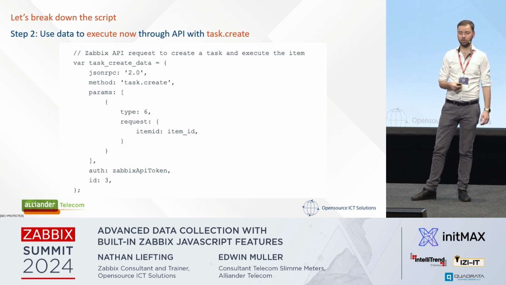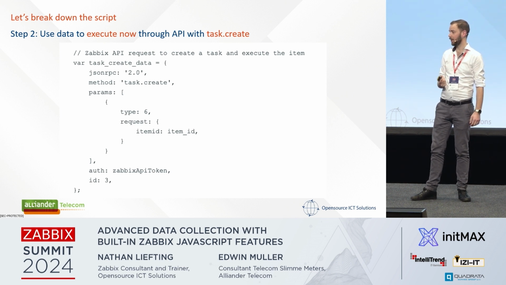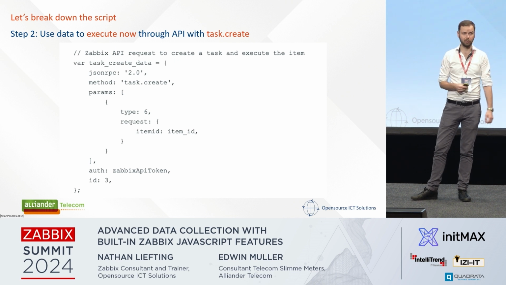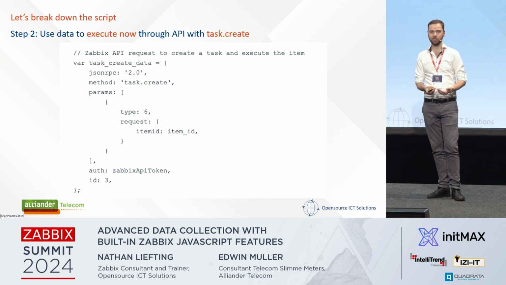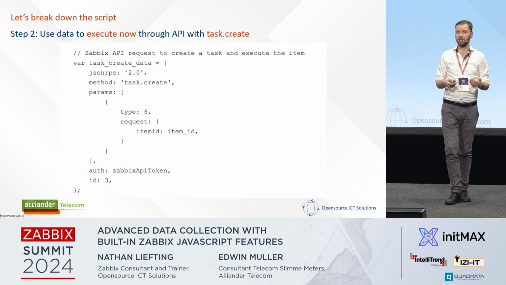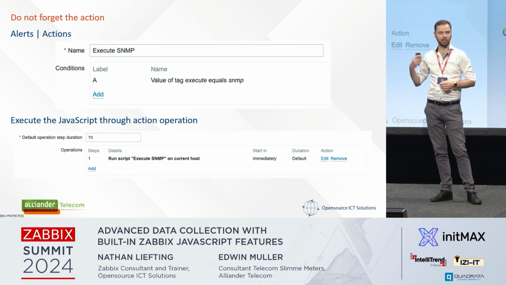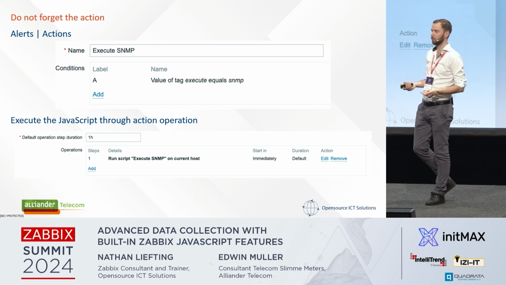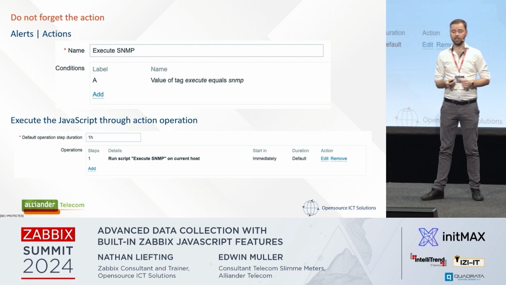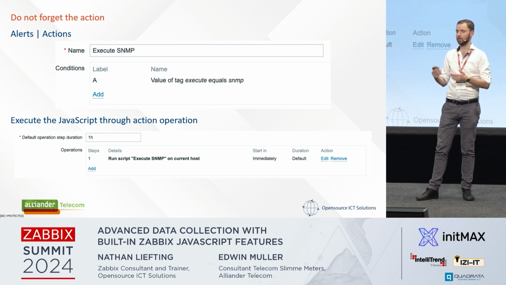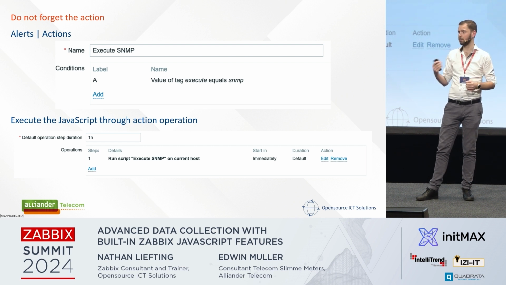And task.create with type 6 creates an execute now. So we basically do an execute now through the API for this specific SNMP item once the ping was successful. Of course, to do that, we'll need the action, so we'll create an execute SNMP action, value of tag execute equals SNMP, and then the execution step, the operation, will be run the script, execute SNMP. We'll use the item ID and the host ID to execute the SNMP get bulk request to get that data into Zabbix, only when the ping succeeds.